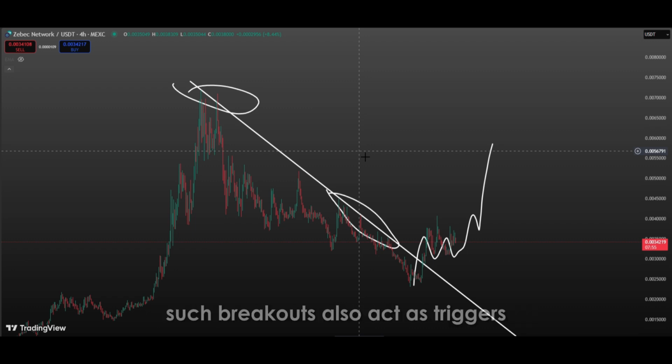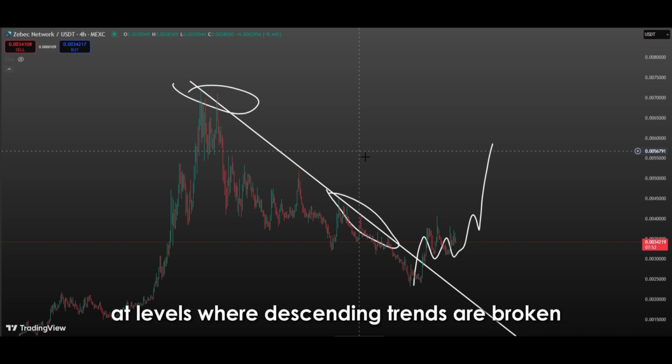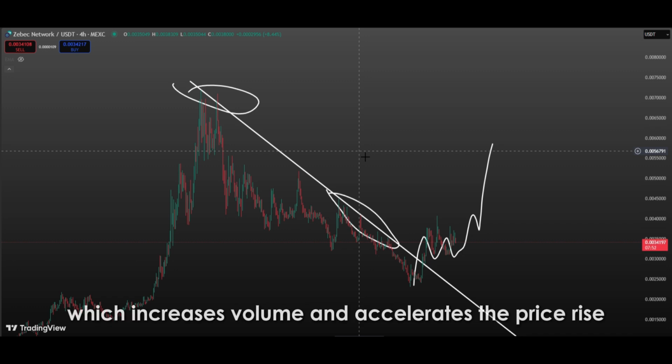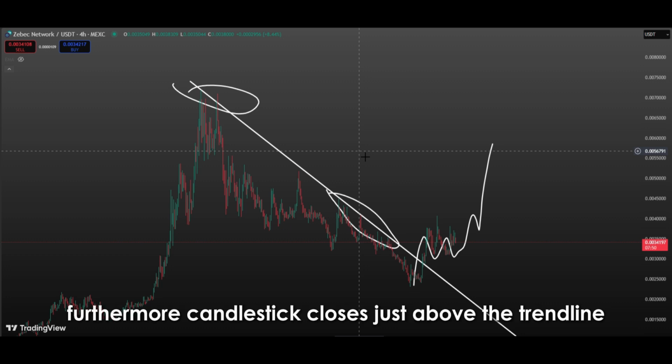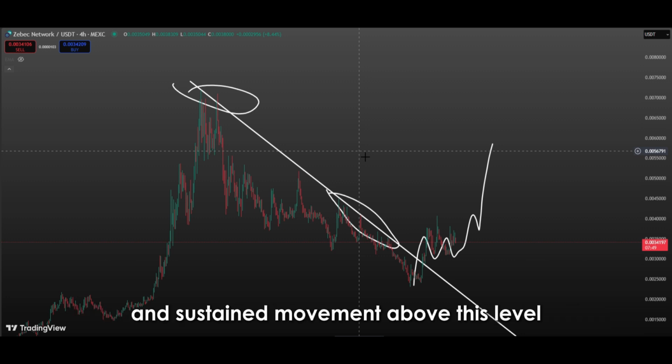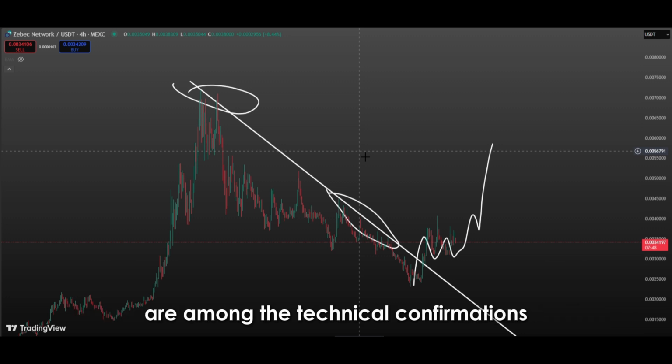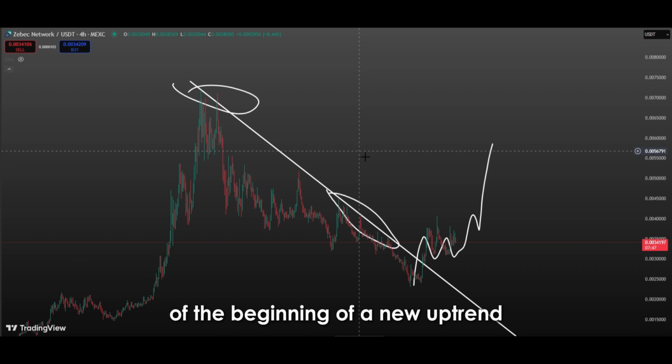Such breakouts also act as triggers for algorithmic trading systems. Many automated trading algorithms initiate long positions at levels where descending trends are broken, which increases volume and accelerates the price rise. Furthermore, candlestick closes just above the trend line and sustained movement above this level are among the technical confirmations of the beginning of a new uptrend.